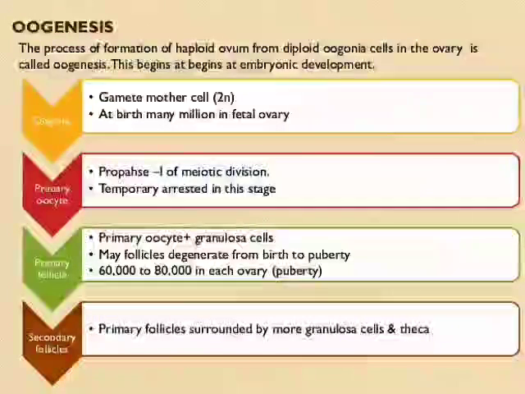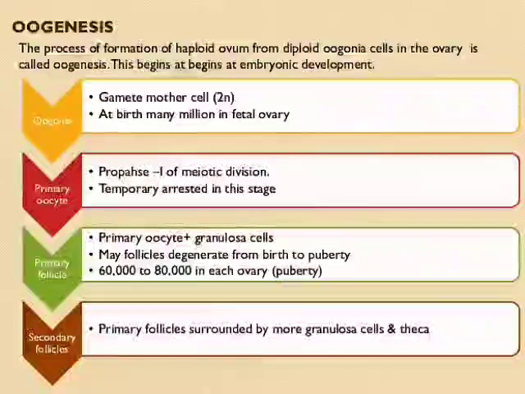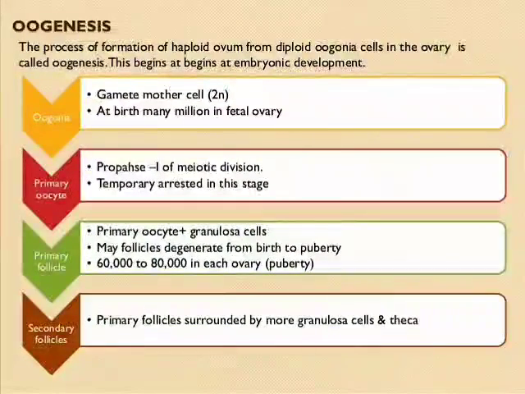Now we'll study oogenesis. The process of formation of haploid ovum from diploid oogonial cell in the ovary is called oogenesis. This process is very elaborate and begins at embryonic development. You can see in this flow chart. First, the oogonia, which are called gamete mother cells, are diploid at birth, and are millions in number.